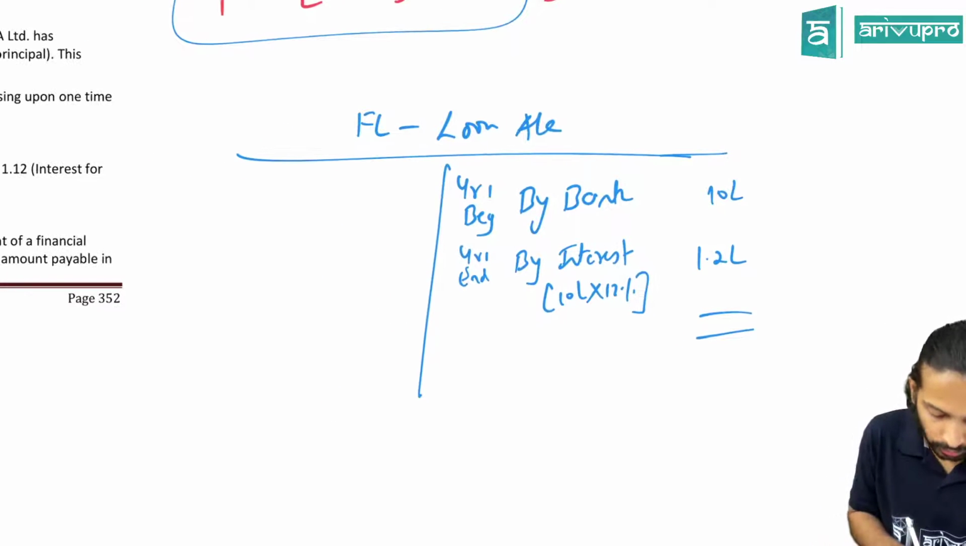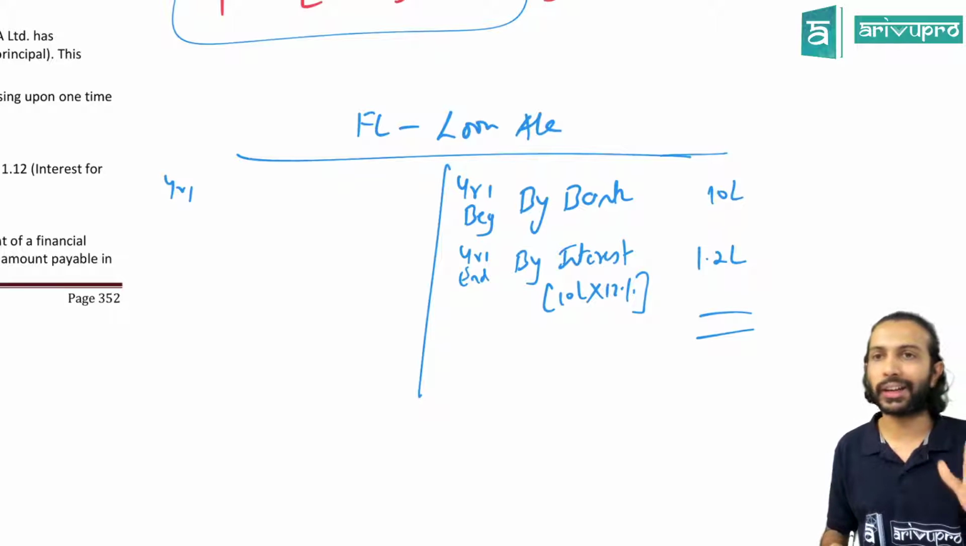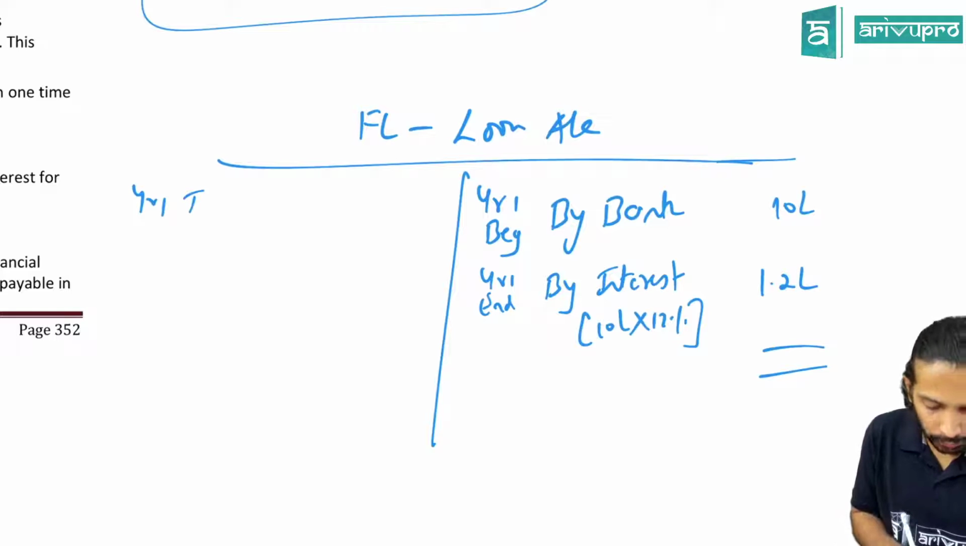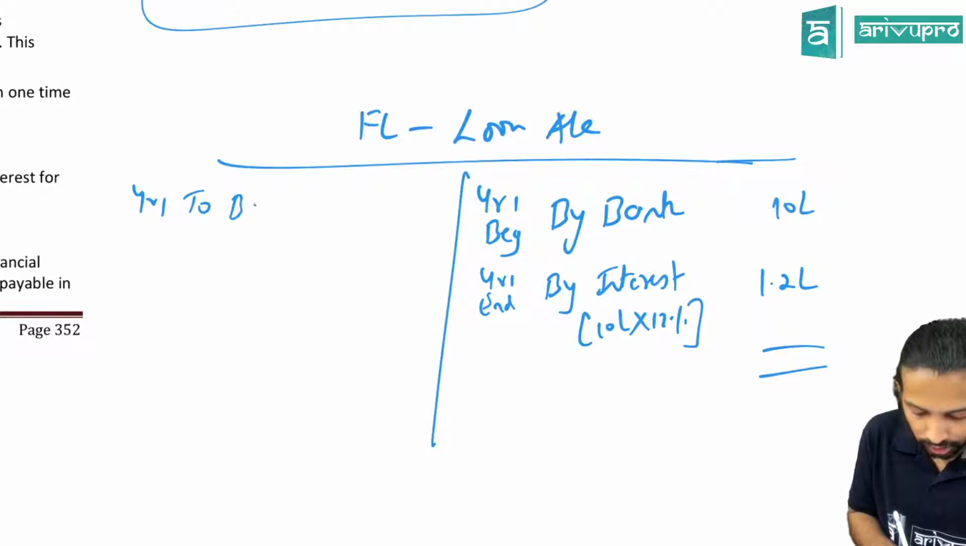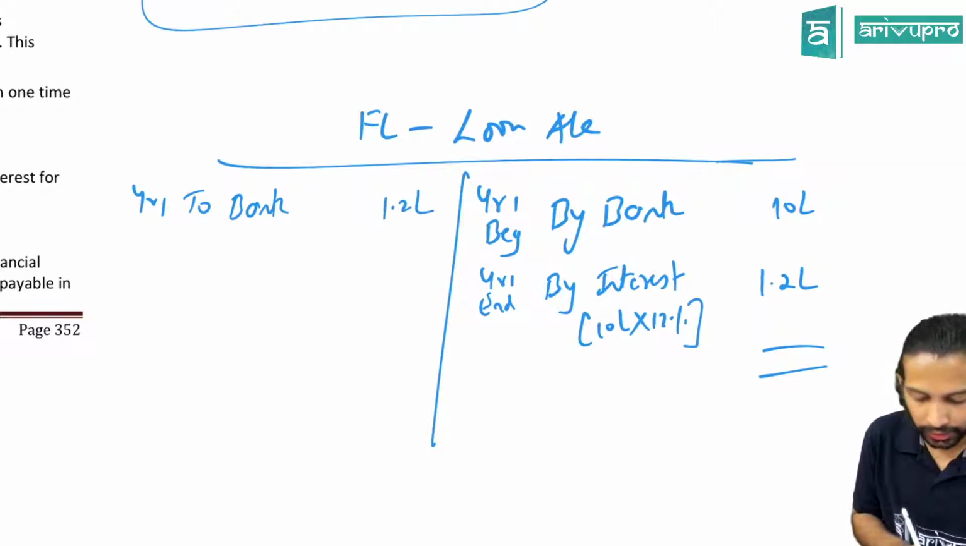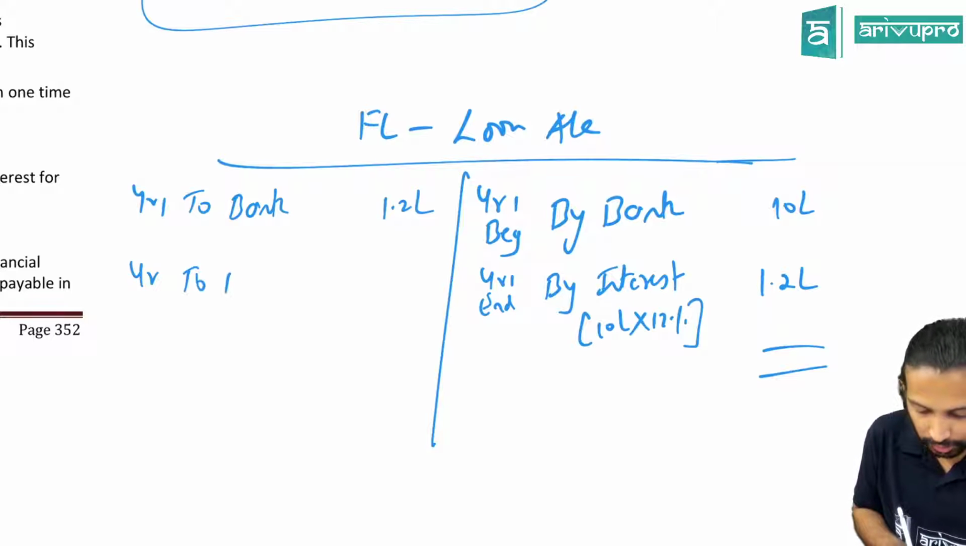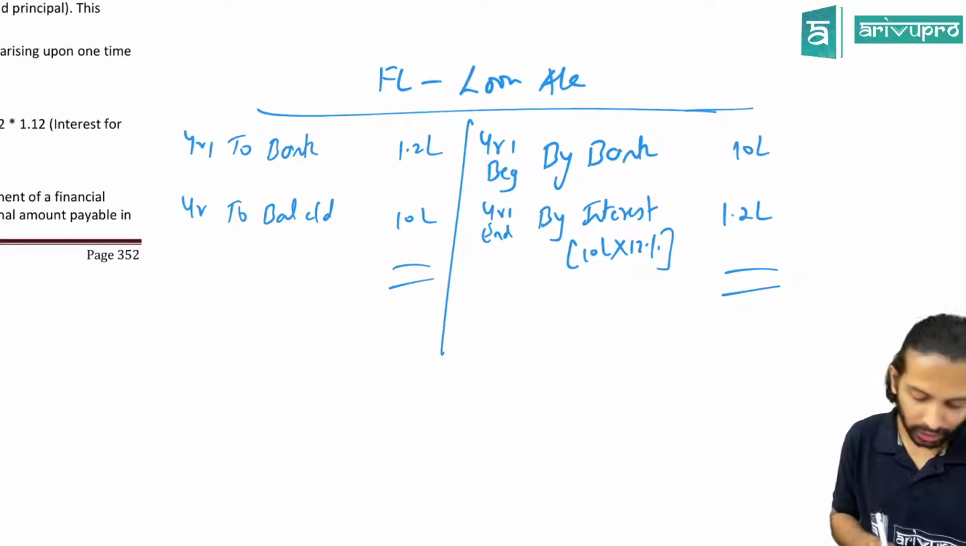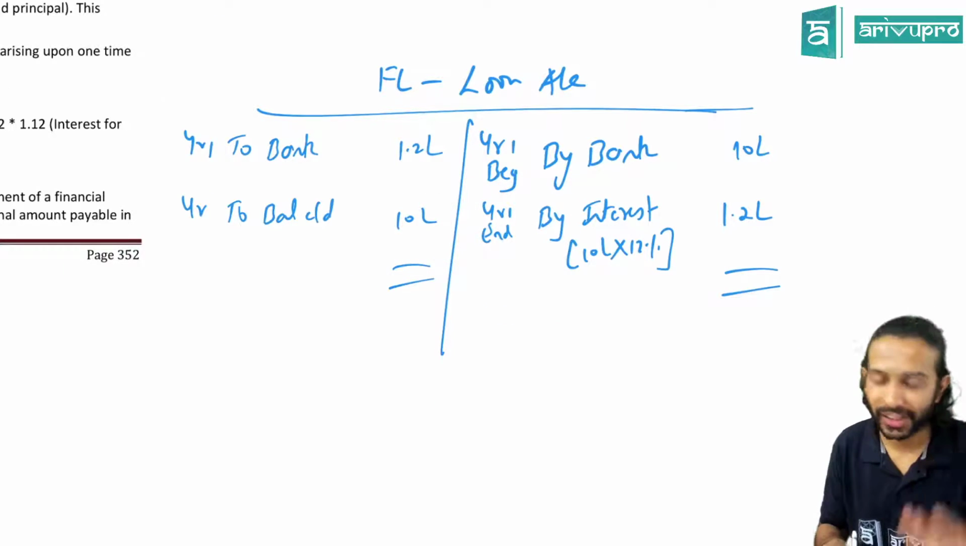Year 1 you're supposed to repay any principal or only interest? Means it will be repaid. What will be the journal entry for repaid? Loan repaid. Financial liability loan account debit to bank how much? 1.2 lakh. That means year 1 closing balance will be what? To balance carry down 10 lakh. Yes or no? Correct. That means every year same entry will come with same amount. That means loan balance also will be how much? 10 lakh only.